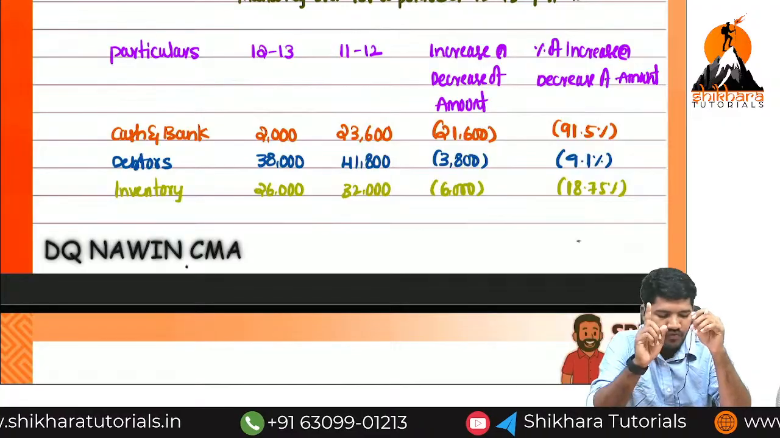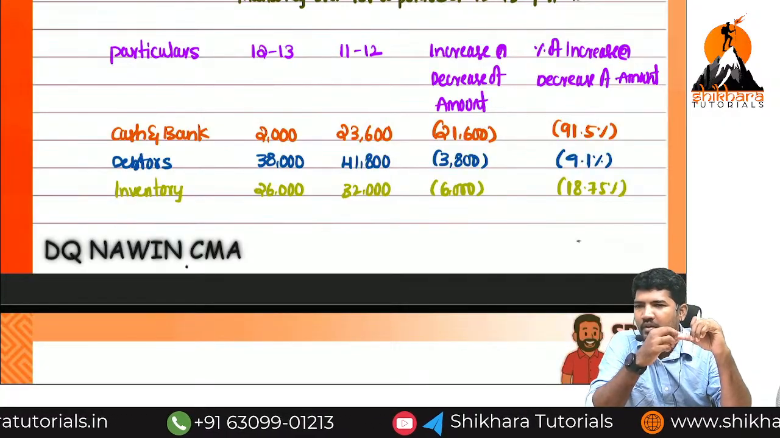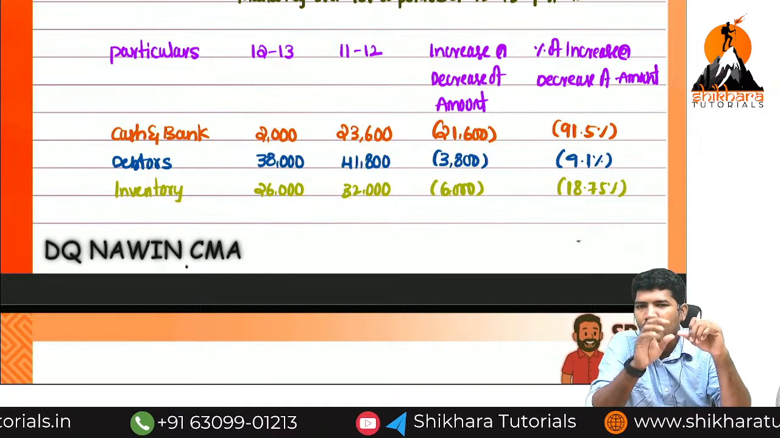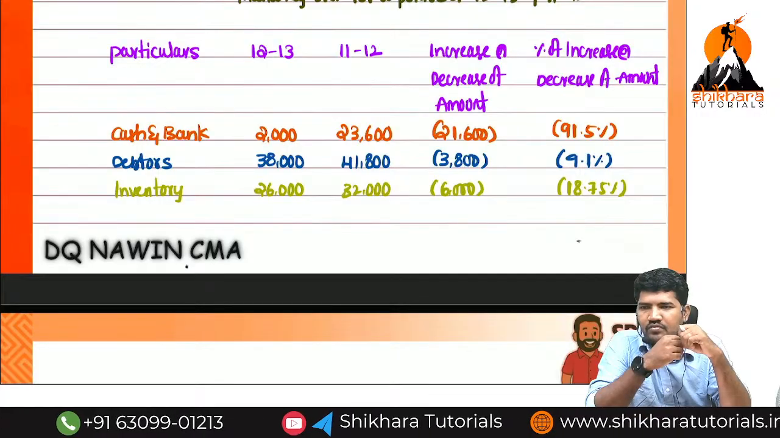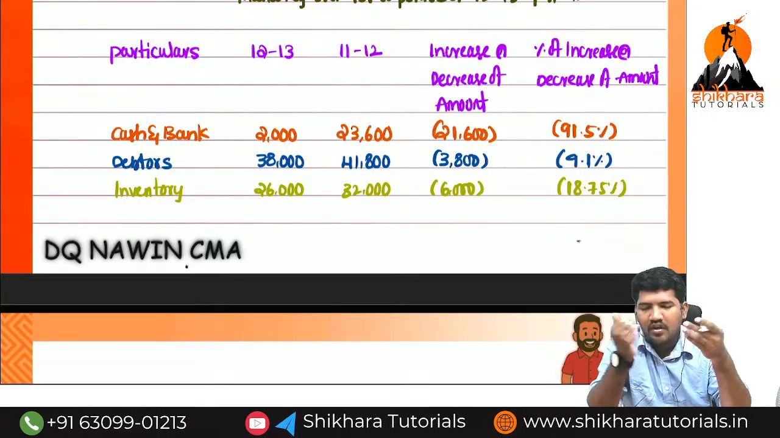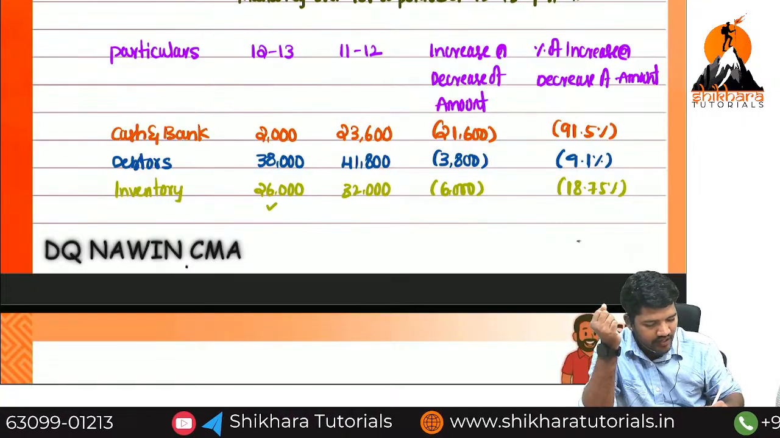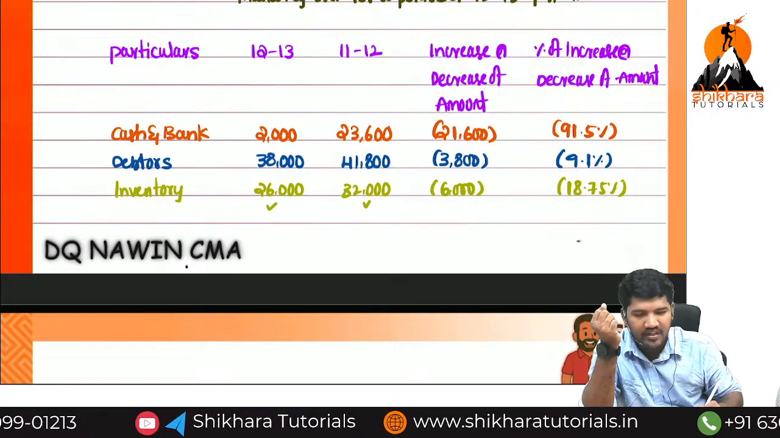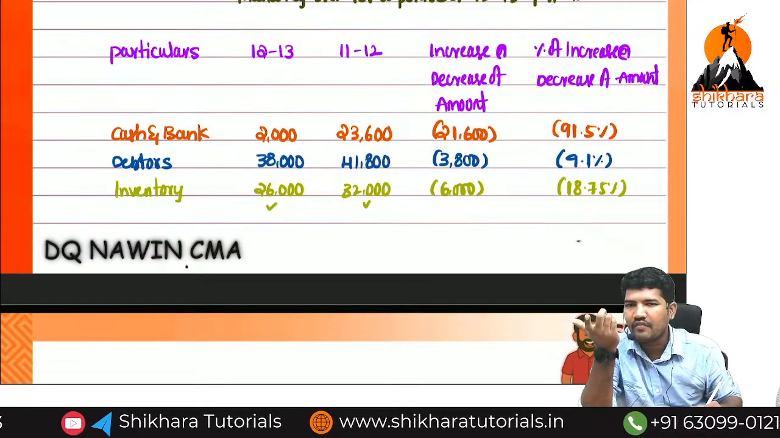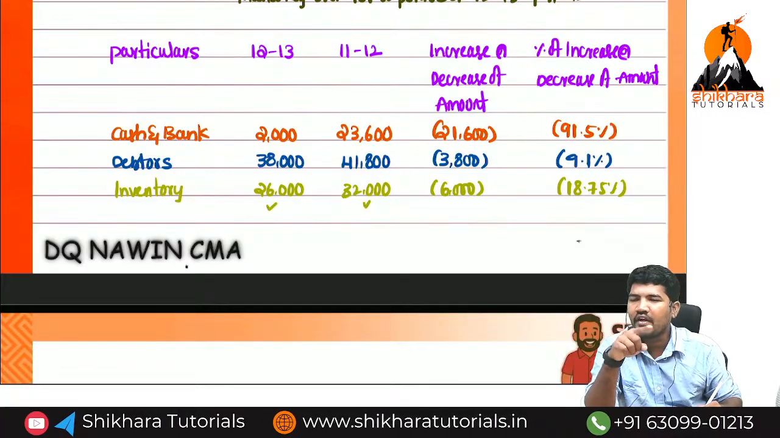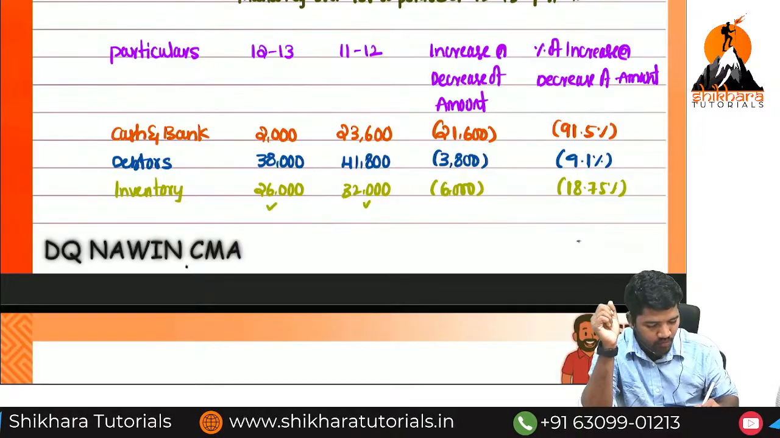Guys, clear? The first reason is that if there is no demand for the product, automatically we will not use that much stock. Last year I used 32,000 worth of stock; this year just 26,000. Why? Because there is no demand in the market for the product. If I have demand, I will use more stock for manufacturing. Guys, clear? Done. What next?